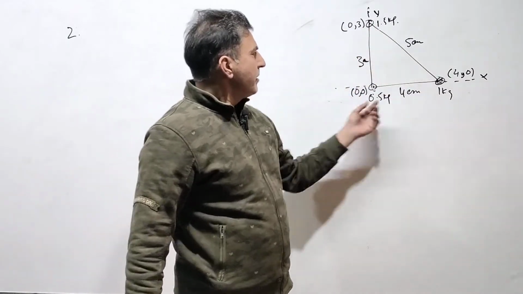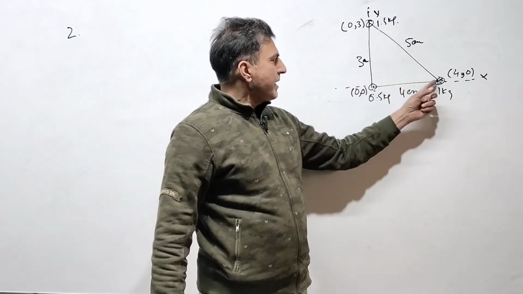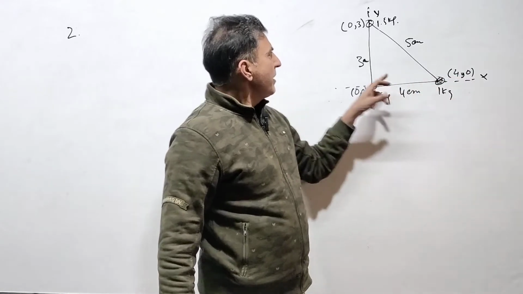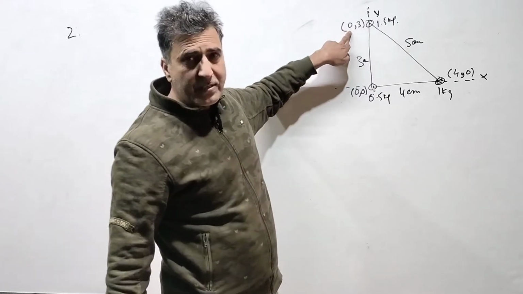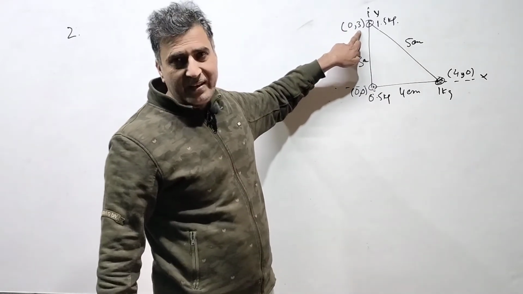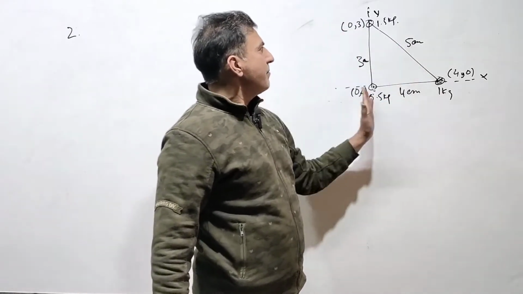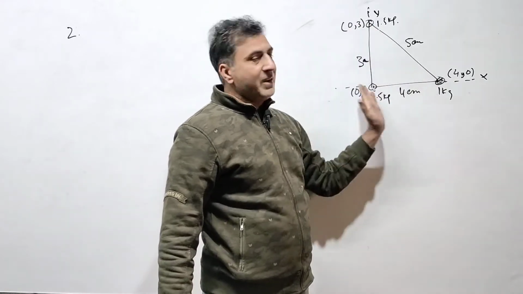The coordinates are given as 0 0, because it is 4 centimeters, therefore it is 4 0. It is 3 centimeters and is on the y-axis, therefore x coordinate is 0 and y coordinate is 3, right? And we have to find the center of mass of the system of these three masses.